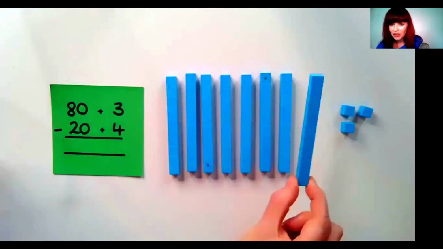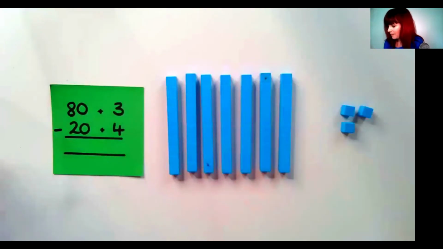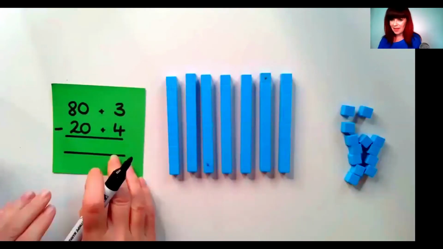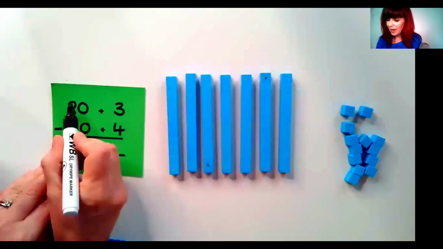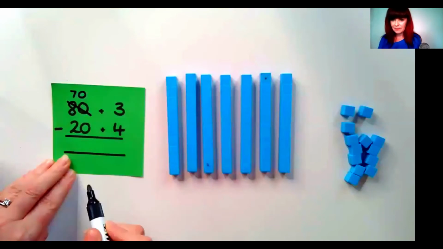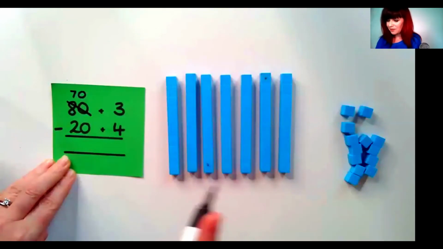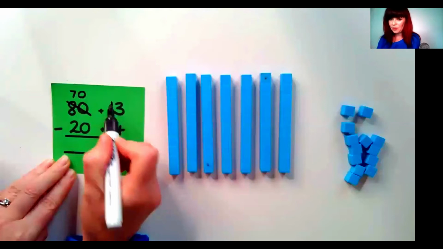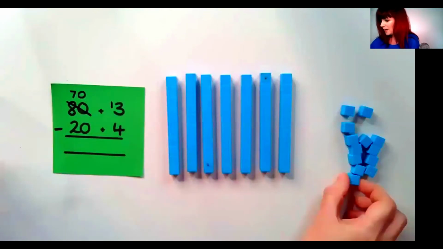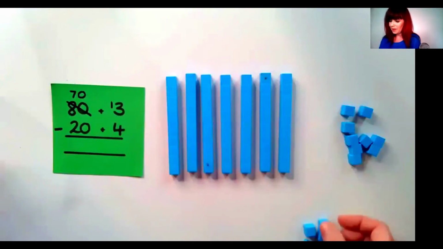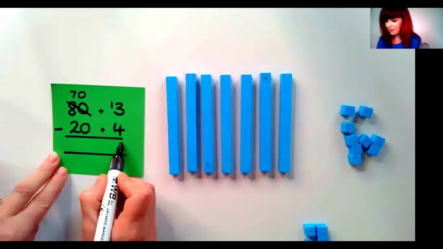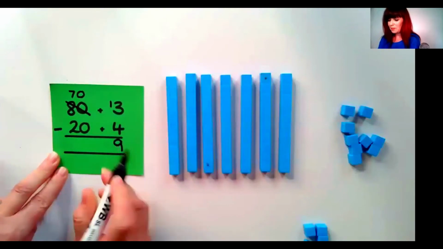So I'm going to exchange one of those tens for 10 ones. And we can exemplify that on the maths here. So my 80 has now become 70. And my ones, I've just added 10 to it, so now they have become 13 ones. And now I can subtract my 4 easily. 1, 2, 3, 4. I've got 13 ones and I've subtracted 4 ones. How many ones have I got left? I've got 9 ones remaining.